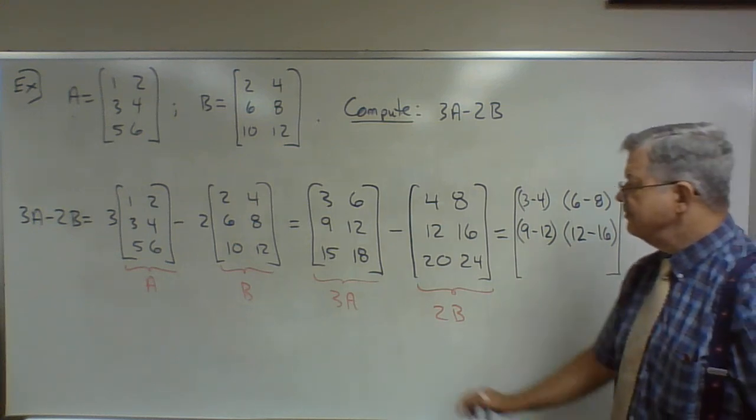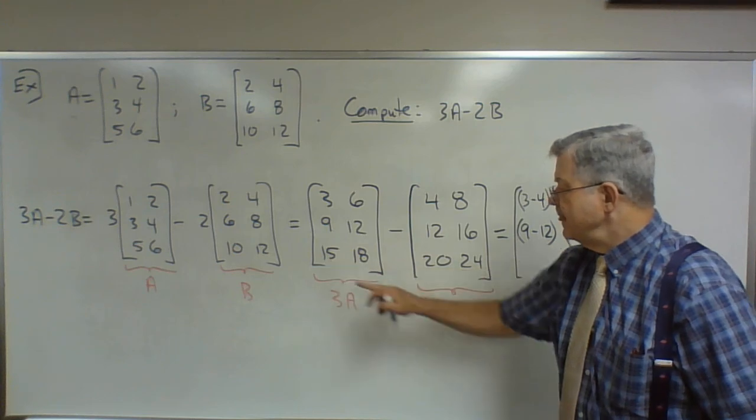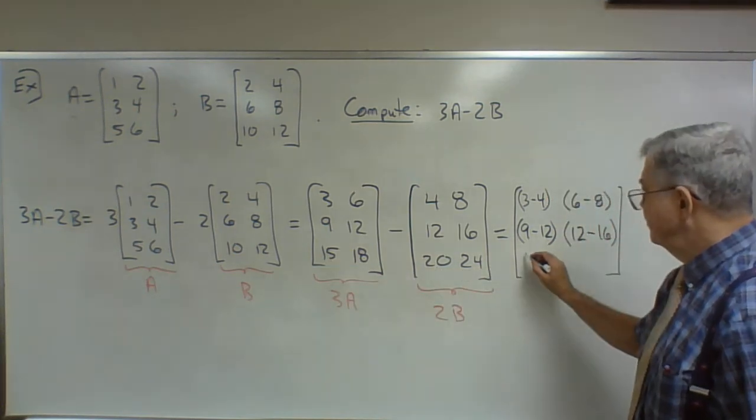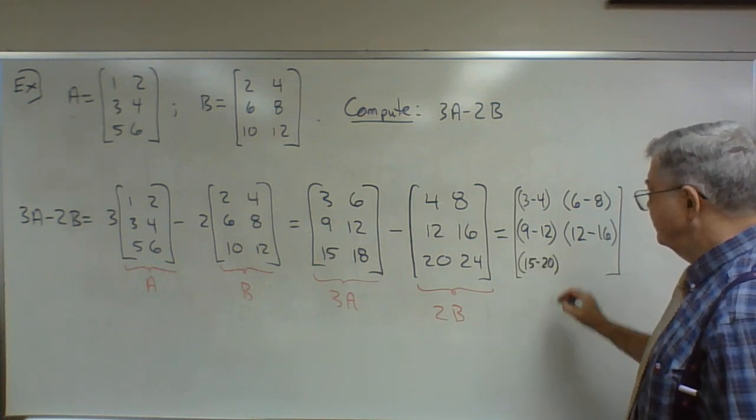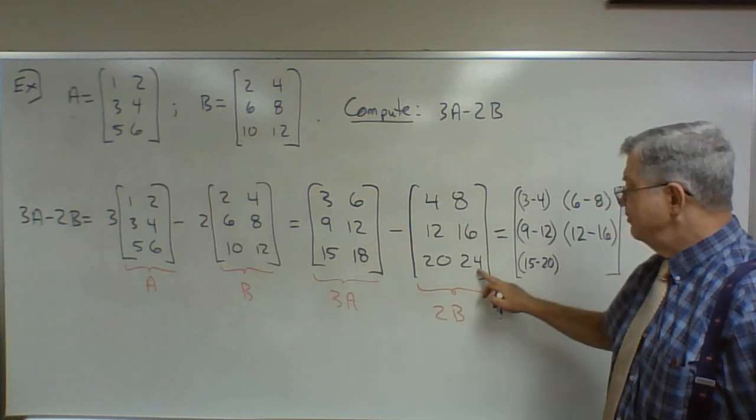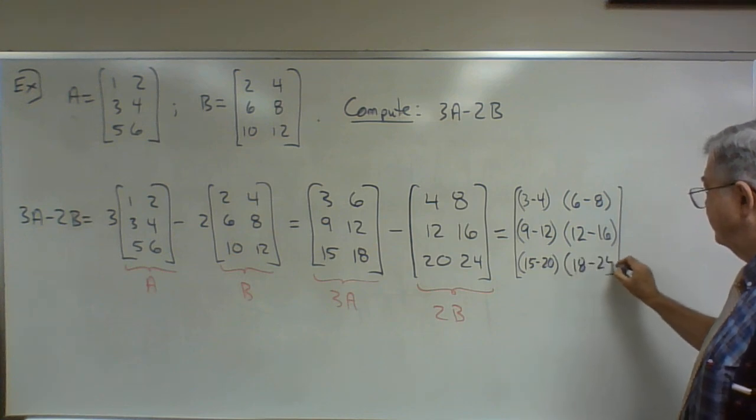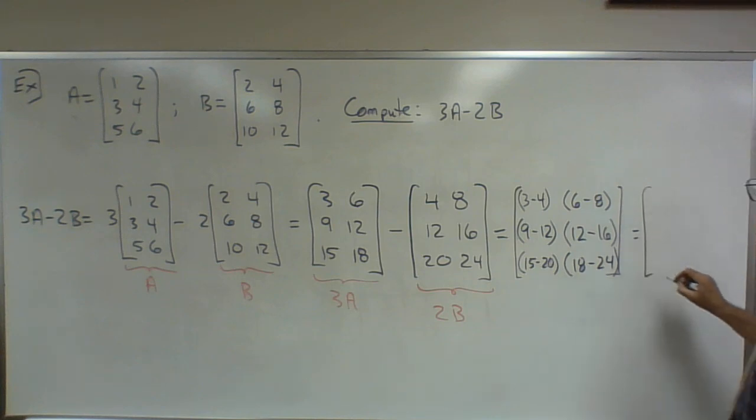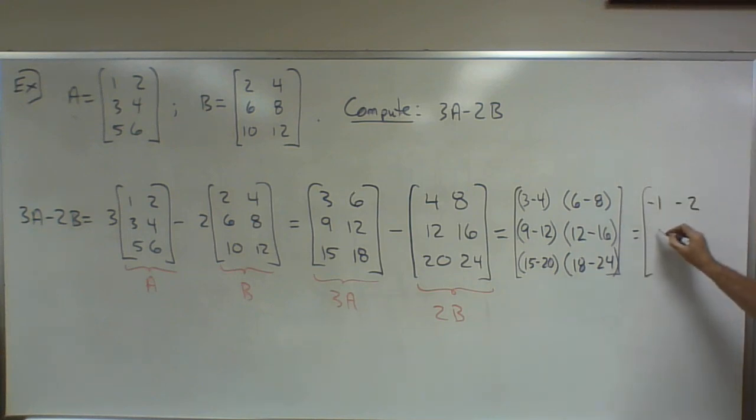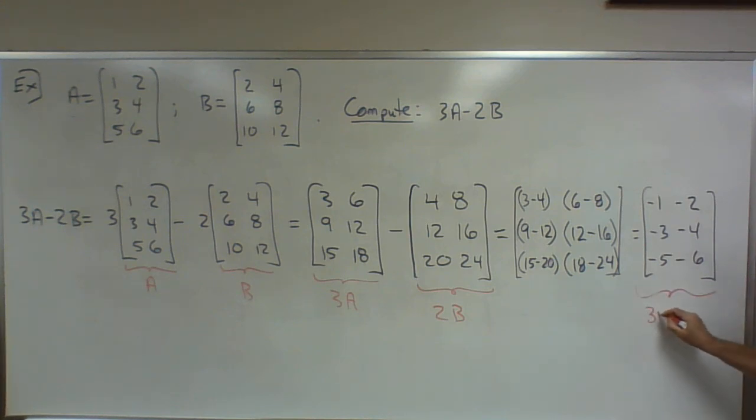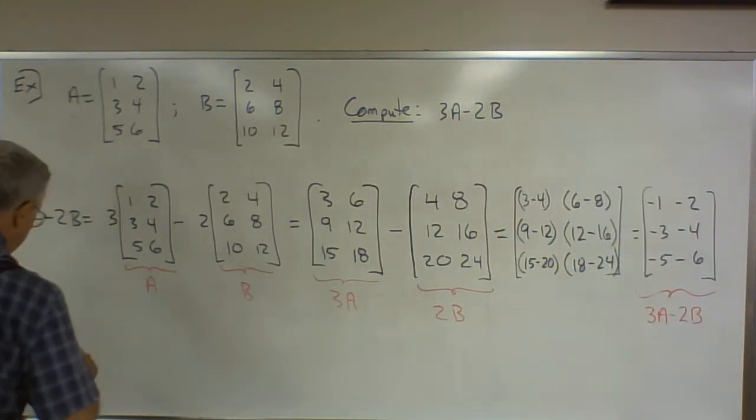And finally, the third row. Third row, first column, 15, minus 20. Third row, second column, minus third row, second column, 18 minus 24. There's our answer. This matrix is 3A minus 2B. And I'll encapsulate our result down here.